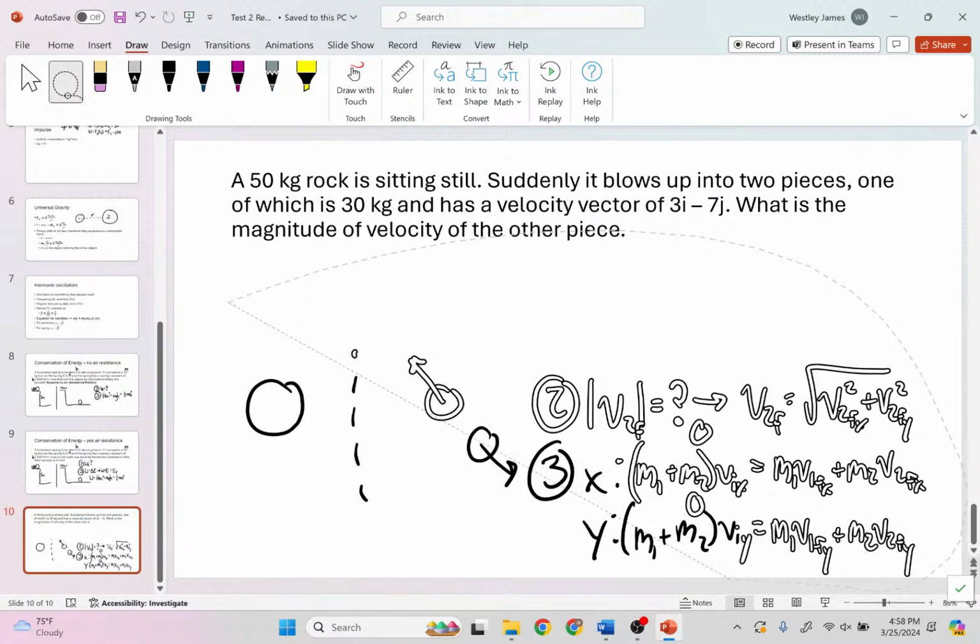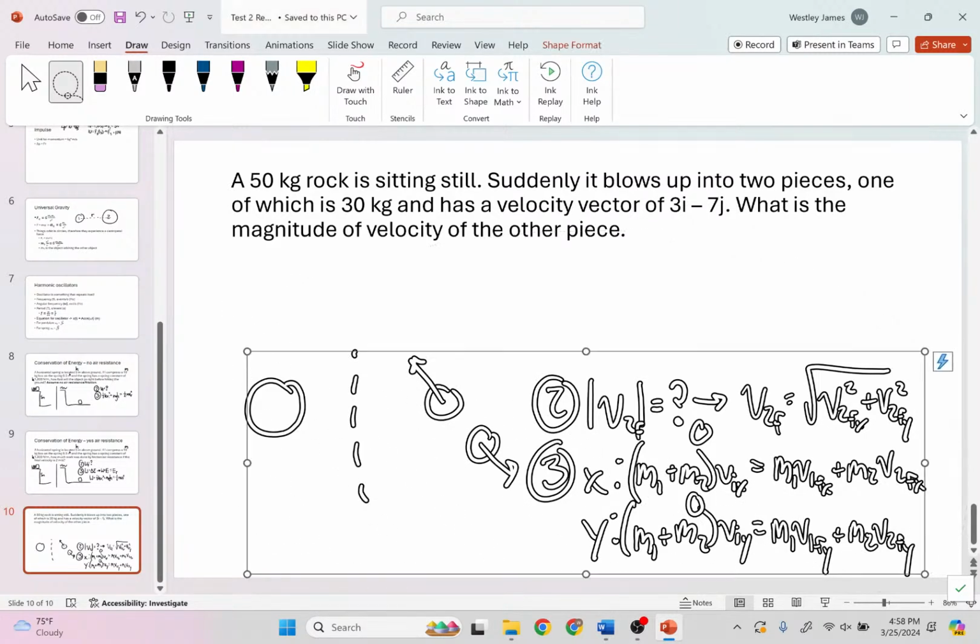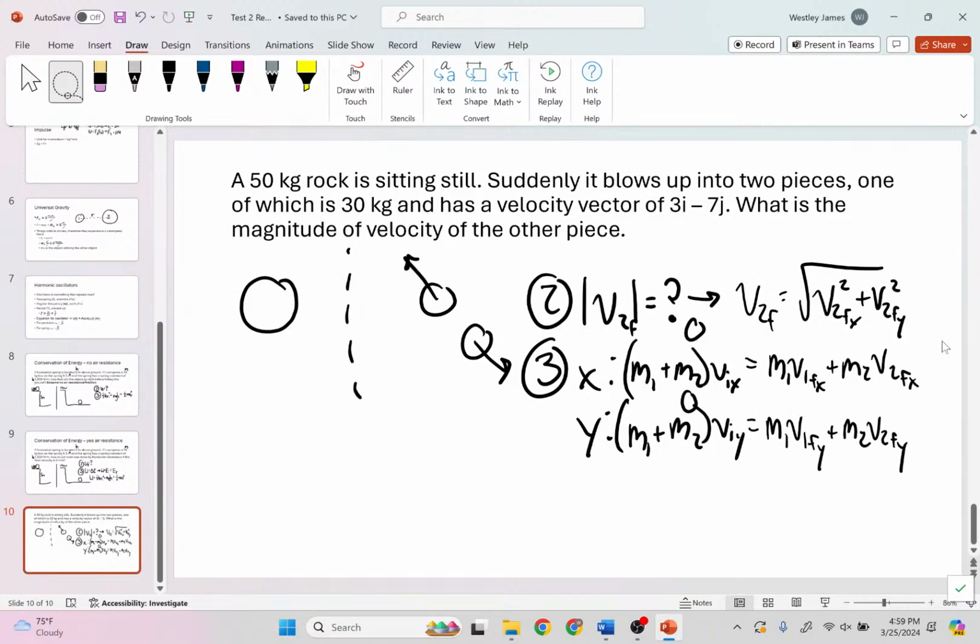So these problems look potentially intimidating at first. Again, this is a great free response kind of idea. Most of the time is the physics. The math is very easy. So step 4, we take these two equations.